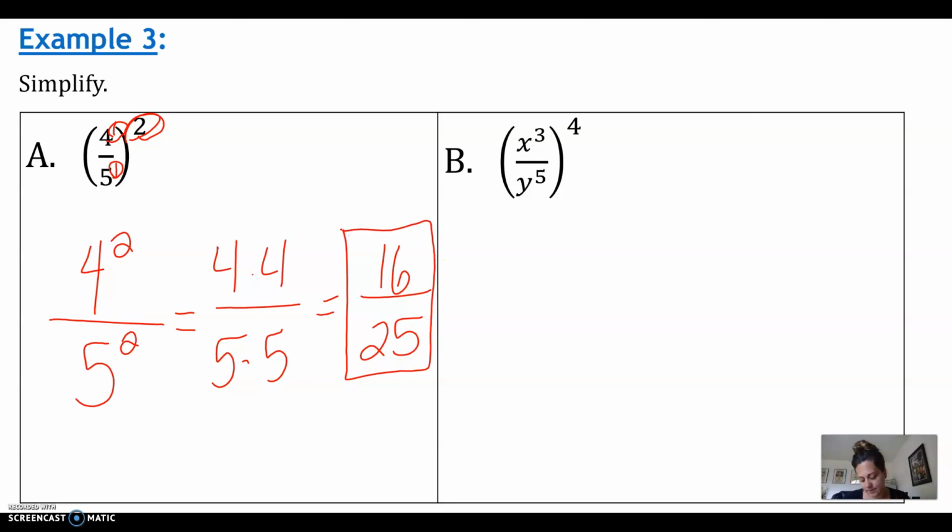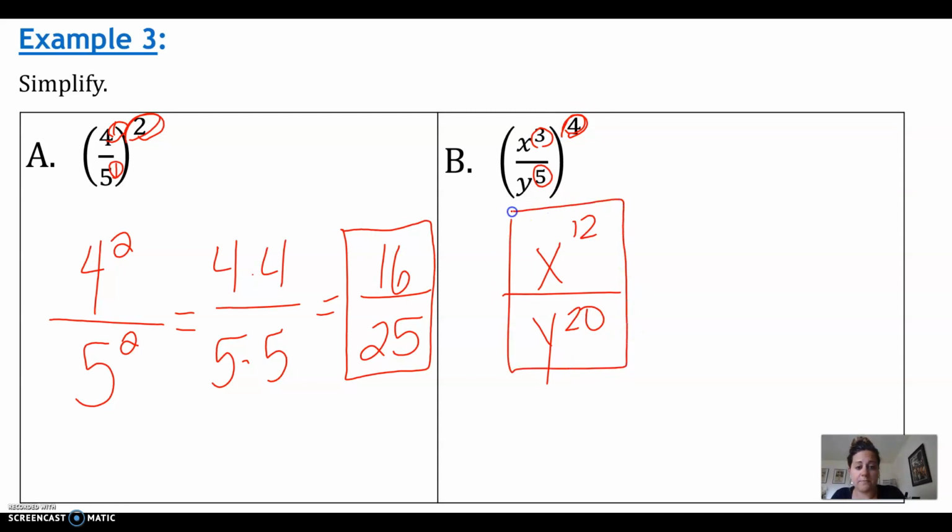Okay, so the next one involves variables. So same thing as before. X, and you have this inside 3, this outside 4, get x to the 12th. You have a base of y. 5 times 4 is 20, and you really can't do anything because you don't have any numbers as bases, so you box it.